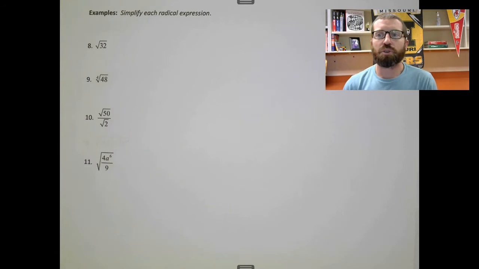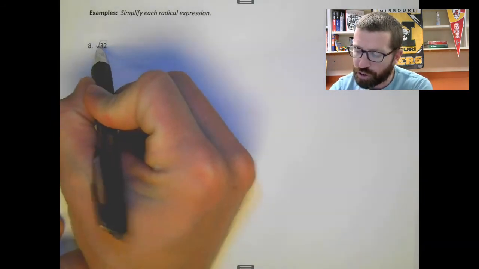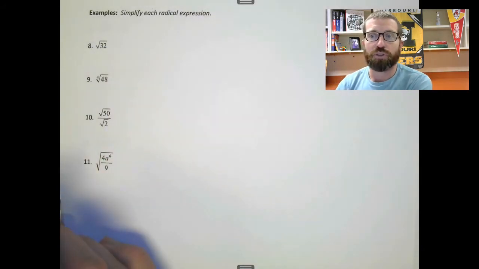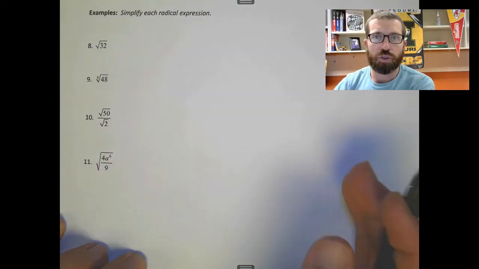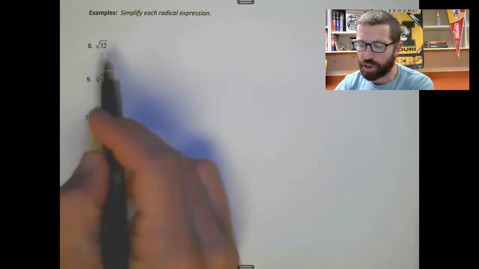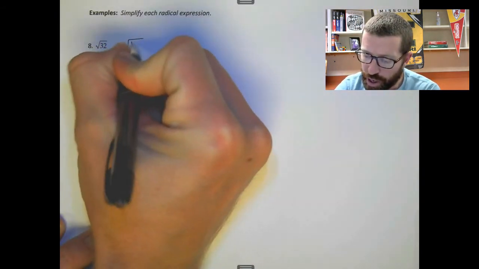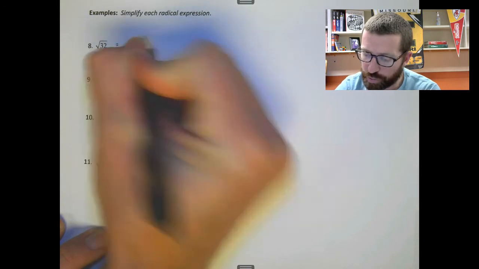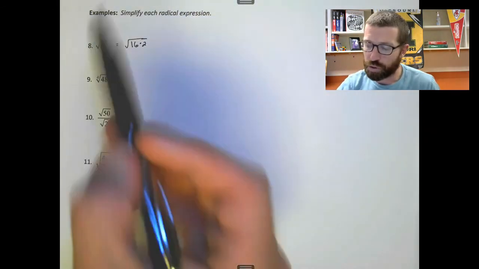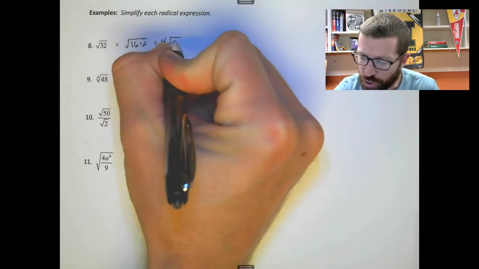Okay, when we simplify numbers, we're going to look for perfect squares, perfect fourths, or whatever it may be, perfect thirds. So here I'm looking for a perfect square that is in 32. So your perfect squares are 4, because 2 times 2 is 4. So that's there. Good. But anytime 4 is there, 4 times 8 is 32. Check for 16. So the square root of 32 is the same as the square root of 16 times 2. And then we're going to use our product rule. The square root of 16 is 4, and the square root of 2 is 2.